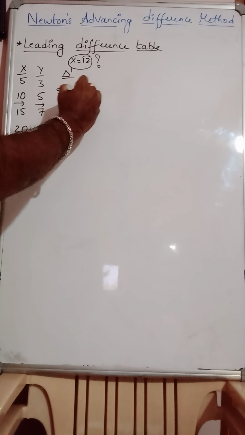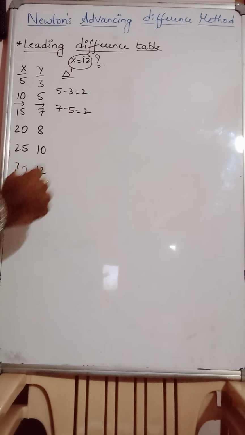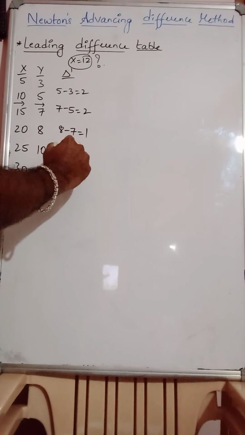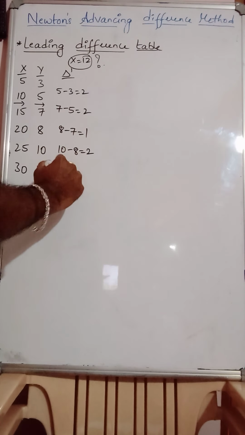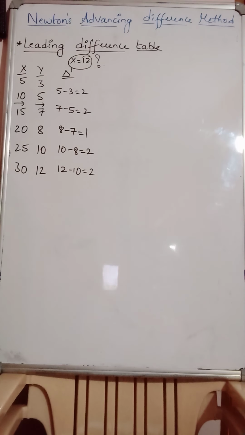5 minus 3, 2. 7 minus 5, 2. 8 minus 7, 1. 10 minus 8, 2. 12 minus 10, 2. You understand?